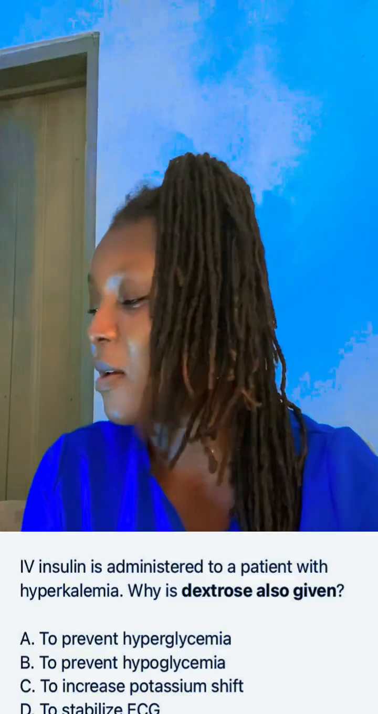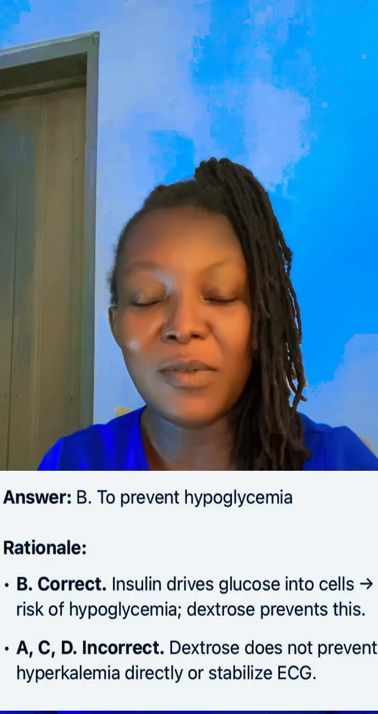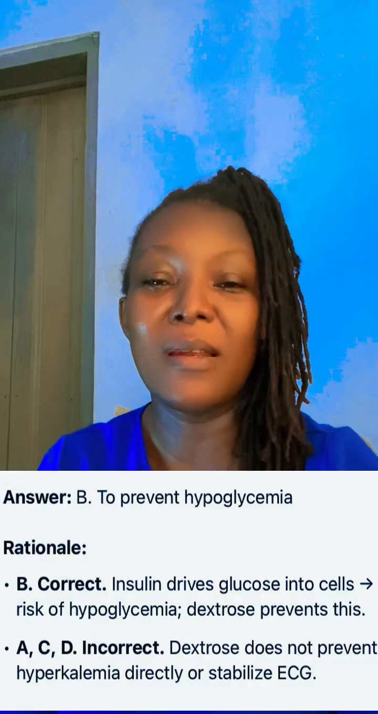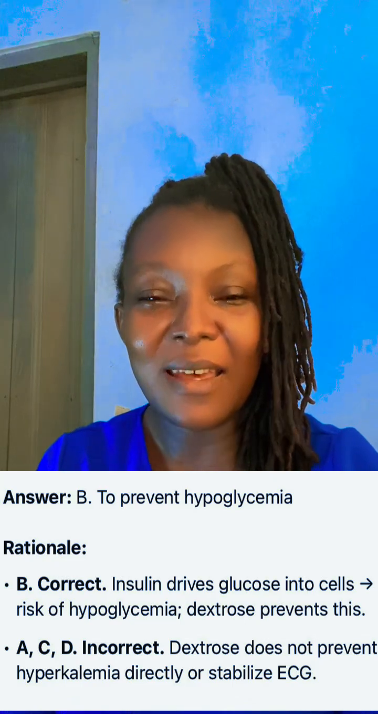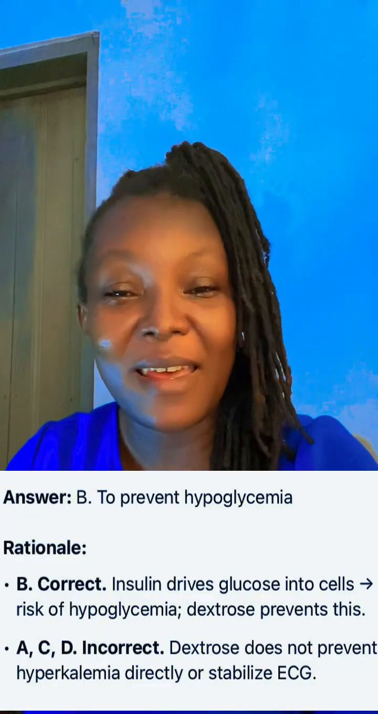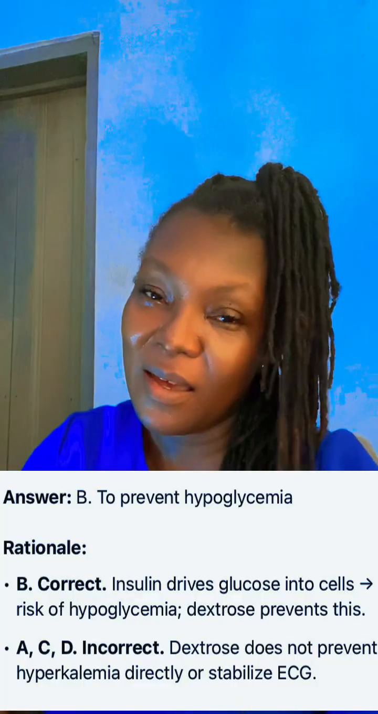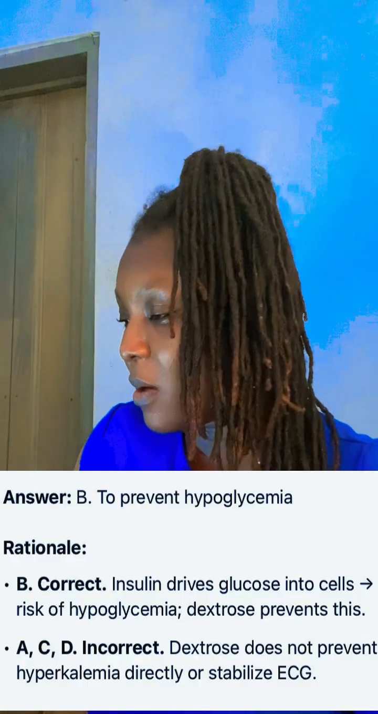So which is the reason why dextrose is given in addition to the insulin? All right, we know the answer, don't we? Insulin causes hypoglycemia, and we don't want that. So we will give dextrose, preferably 50 mL of 50% dextrose, to prevent the hypoglycemia that the insulin will cause. Okay, so our answer here is B, to prevent hypoglycemia.